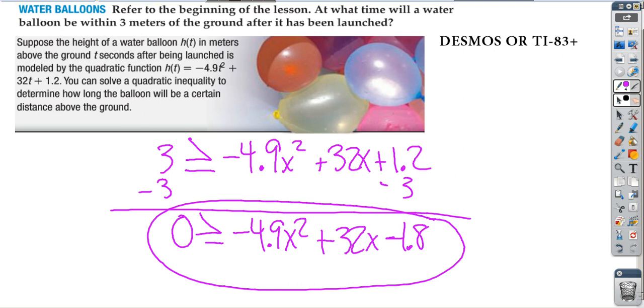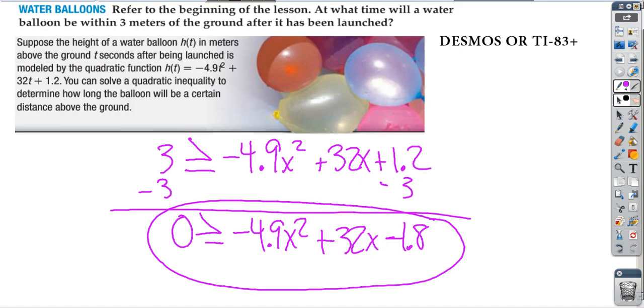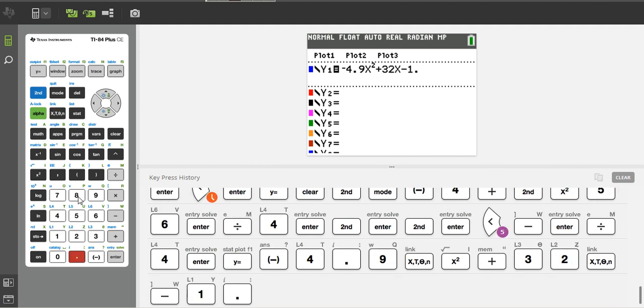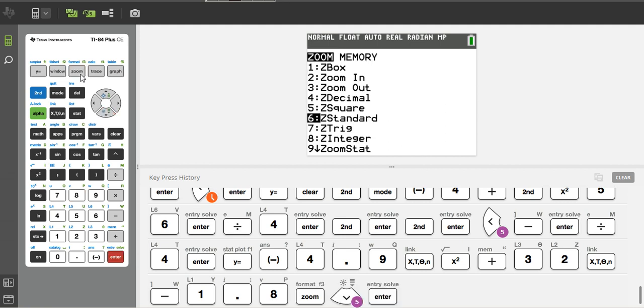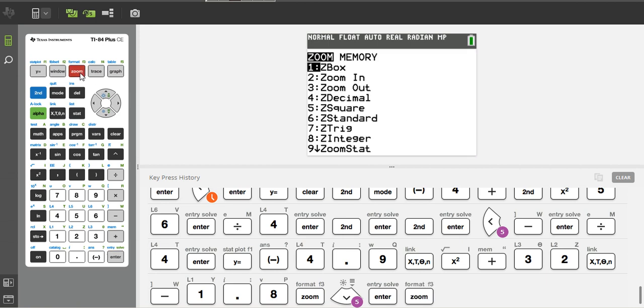One of these answers will not make sense. It's going to be probably a negative answer, which would mean negative time. We can't have that, so we'll ignore that one. So negative 4.9 x squared, and we're just typing in this equation, plus 32x minus 1.8. Let's do zoom standard to get a good picture of that. And let's try zoom fit.